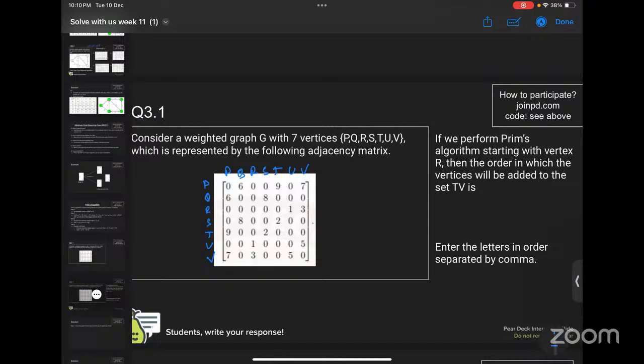Okay. Starting with vertex R means we will start with this vertex. Then we have to grow our tree. The first step is you have to draw the graph, right? Have you drawn the graph? Yes, ma'am. Okay. Do you find it too complicated?